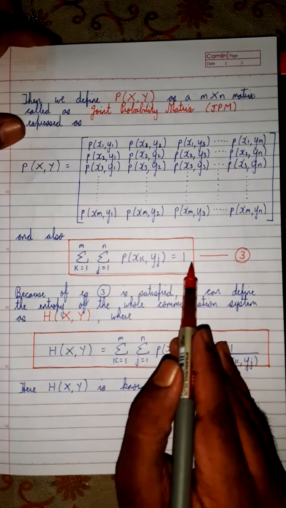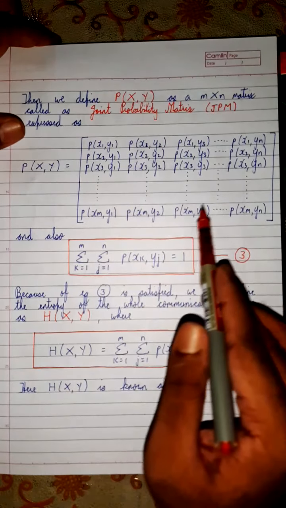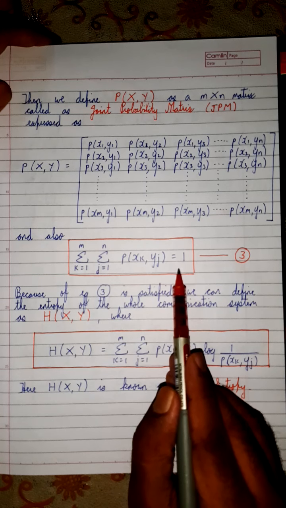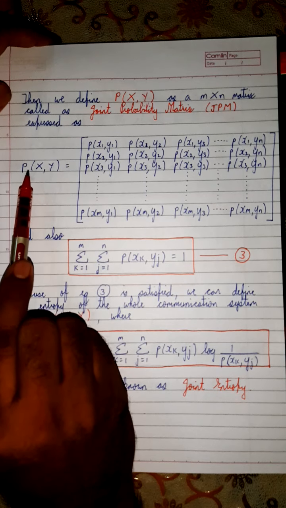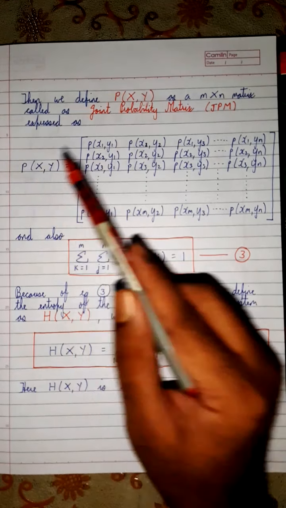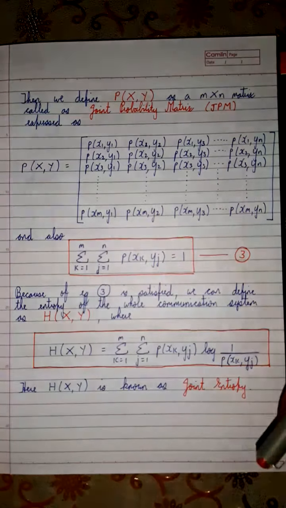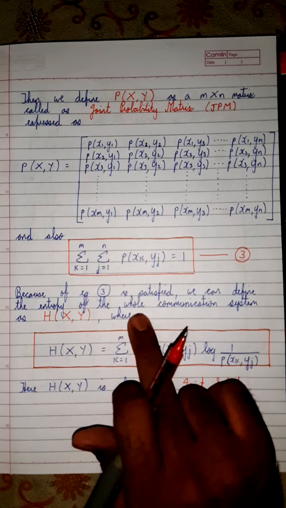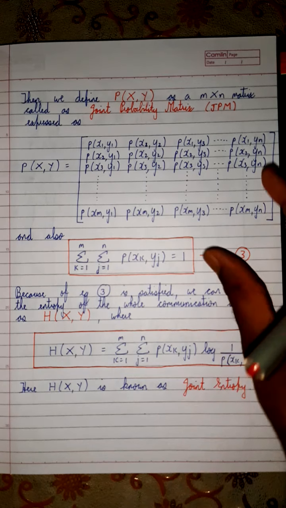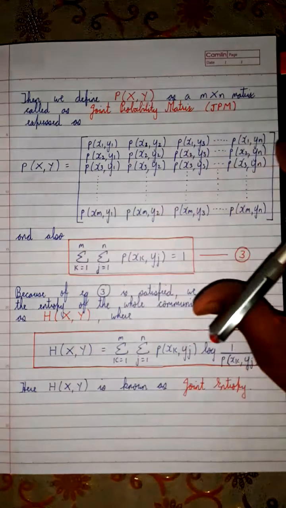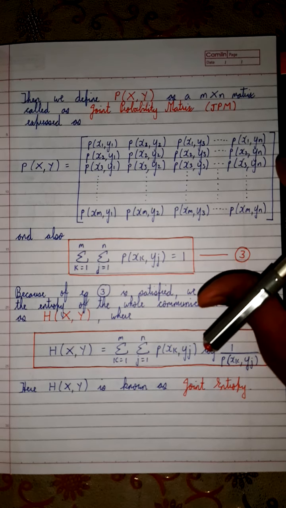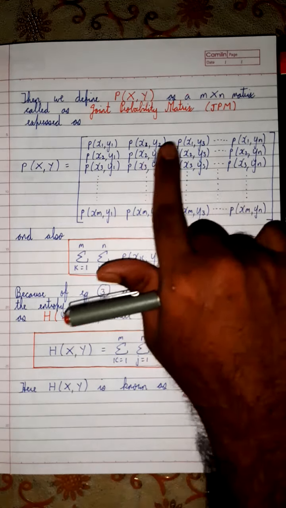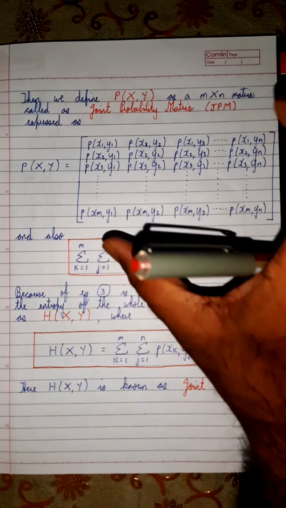Since I am able to get 1 when adding all these probabilities, I can define the entropy of this probability distribution also. Because equation 3 is satisfied, we can define the entropy of the whole communication system, because this represents the list of all the transmitted symbols and all the received symbols, and all the possible combinations are listed in this one single matrix.